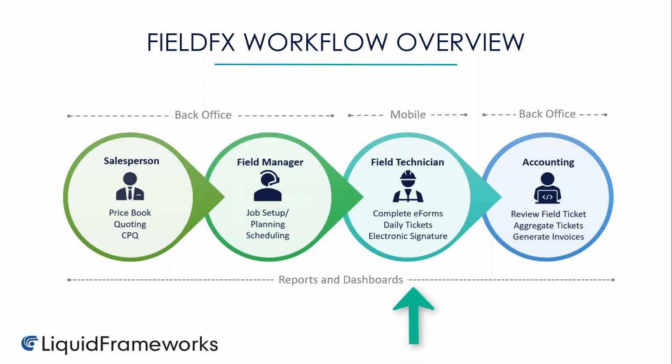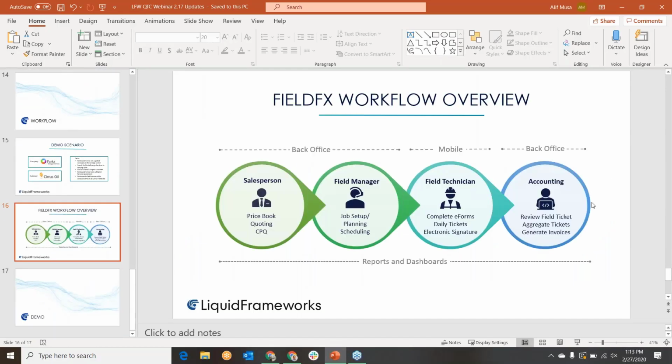Then the data flows to our mobile application. This is where the field tech, completely disconnected from the internet, picks up a tablet or a field laptop to complete e-forms, fill out daily tickets, and get electronic signatures. Then finally, the data seamlessly flows back to the back office application for somebody in the accounting team to finish out the process by reviewing field tickets and creating invoices. Again, I'll be playing each of these roles as I guide you through our system. Having said that, let's log in to our software.